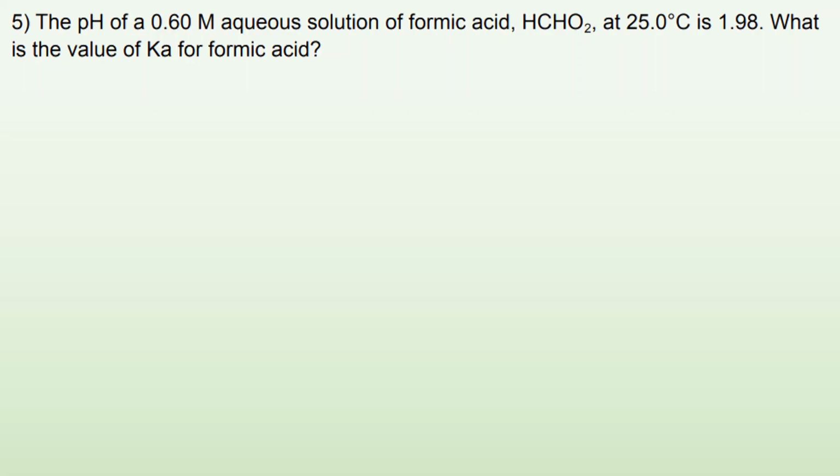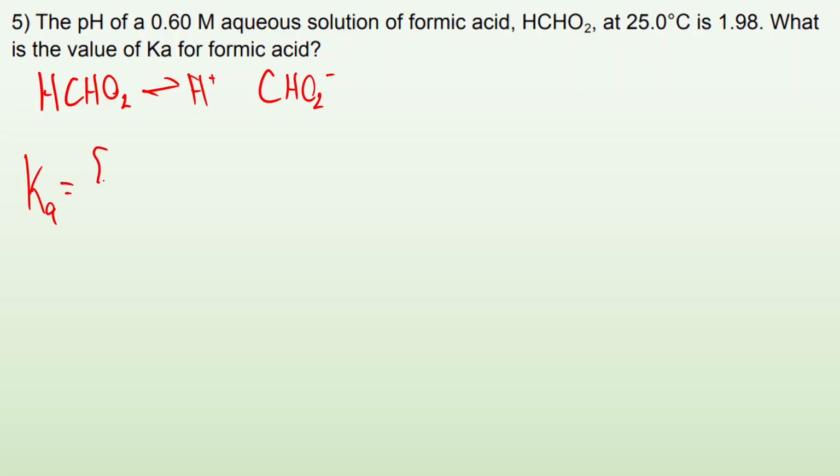All right, number 5, the pH of a 0.6 molar aqueous solution of formic acid at this temperature is 1.98. What is the value of the Ka for formic acid? So again, it's a weak acid, so I start with the molecule, it's in equilibrium with an H plus and the rest of that anion, HCHO₂ minus. So the Ka expression is going to be the concentration of H plus times the concentration of that anion, HCHO₂ minus, all over the concentration of HCHO₂.